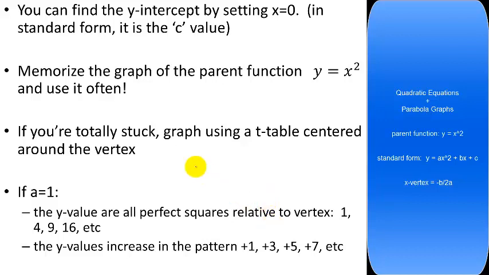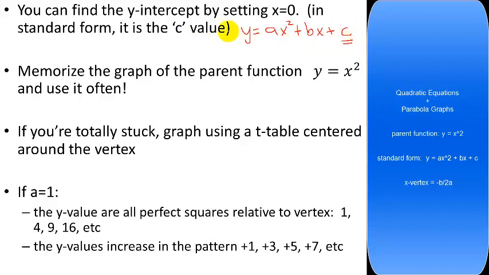I know this is a long section. You can find the y-intercept by setting x equal to 0. Well, of course you knew this. This is how it's always been, whether it's a linear equation or a quadratic or any other kind of equation. So if you have y equals ax squared plus bx plus c, standard form, if you set x equals 0, this term is gone, this term is gone, the only thing left is the c value. So in standard form, c is the y-intercept.